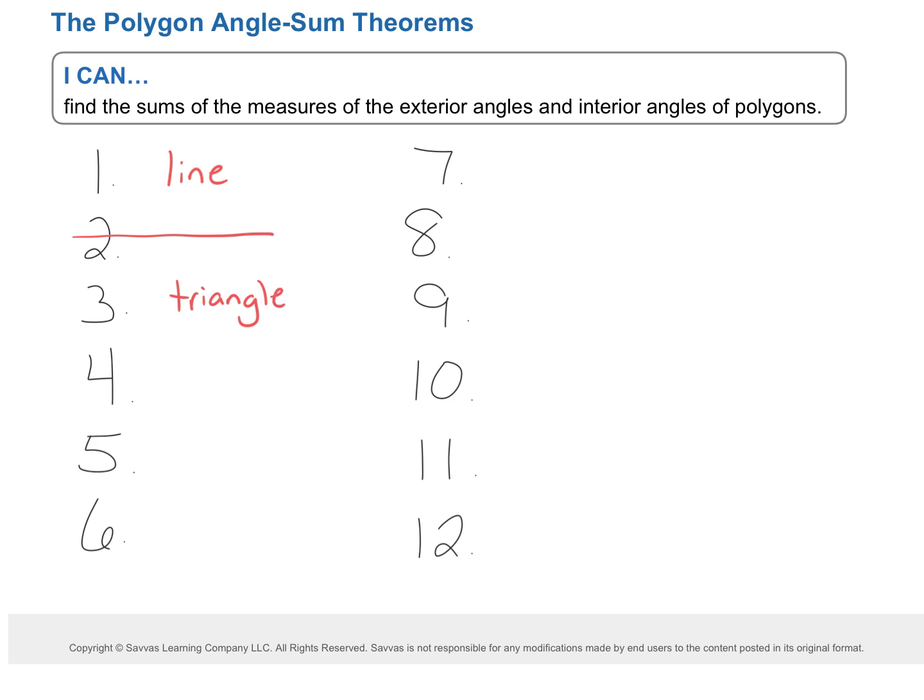4. The basic term for it to cover all of them is quadrilateral. Okay, but if you said square or rectangle, you're not wrong. Okay, 5. Pentagon. 6. Hexagon. Yeah, if you don't have these, I would write them down so you have them.